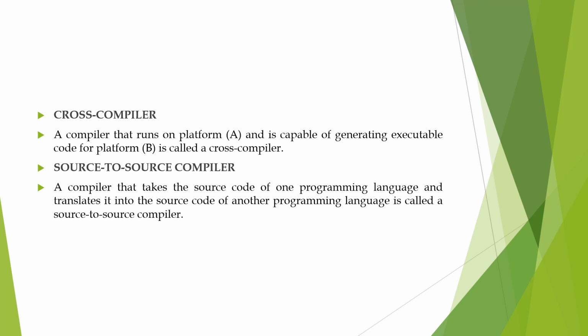Next comes the source to source compiler. A compiler that takes the source code of one programming language and translates it into the source code of another programming language is called a source to source compiler. So those are the cross compiler and the source to source compiler.